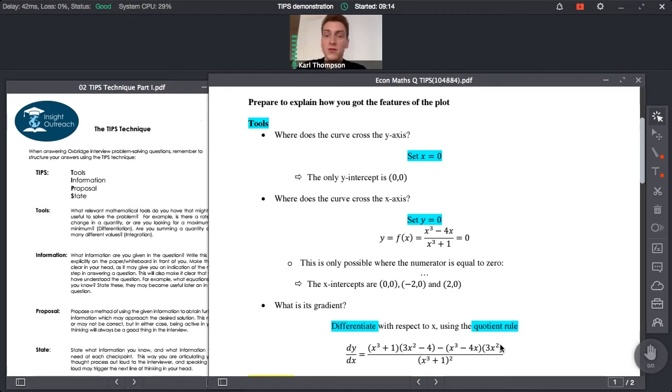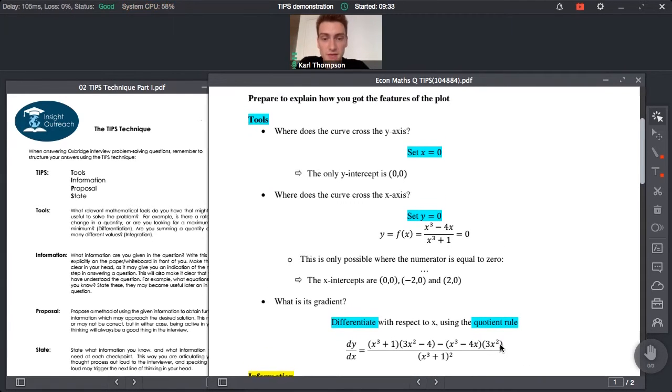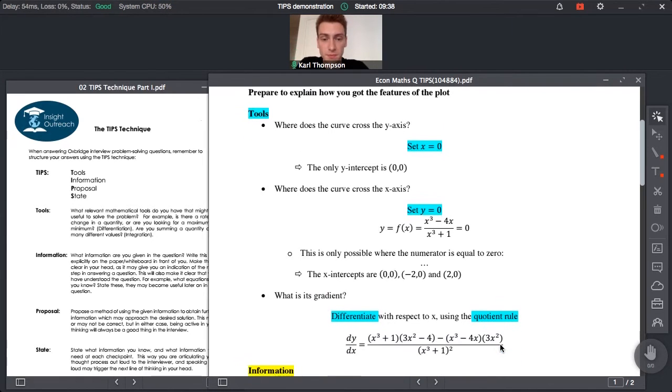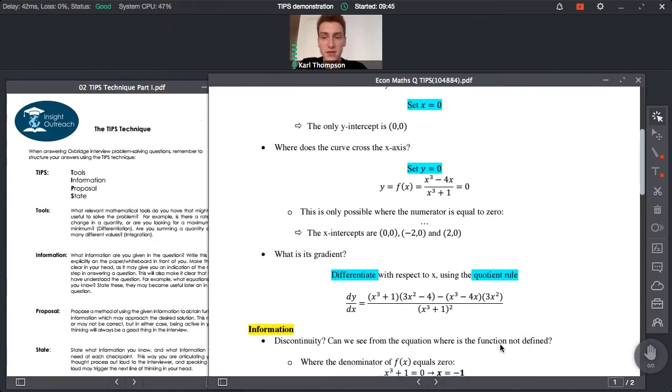Well, more generally, you should refresh the quotient rule and the product rule, and also the chain rule, as well as standard differentiation. These would be expected for this sort of question. So it's also very useful here. We have this expression from that for the gradient of this function, dy dx or f dash x. Fantastic. So the next stage is information.